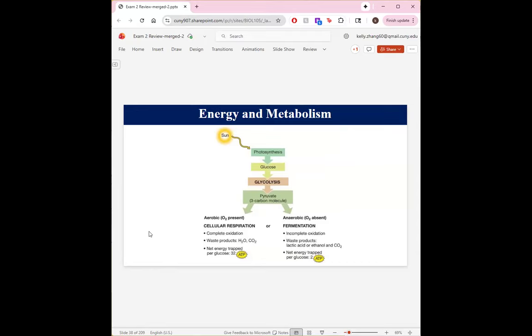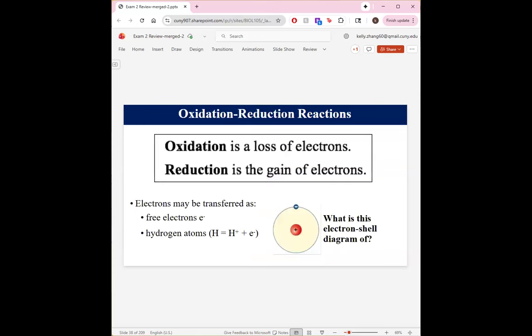There's aerobic respiration and anaerobic respiration. So there's aerobic, which is with O2, and the anaerobic has O2 absent. And with aerobic, there's cellular respiration, and the anaerobic, that's fermentation.